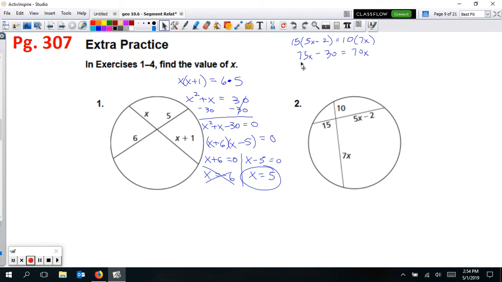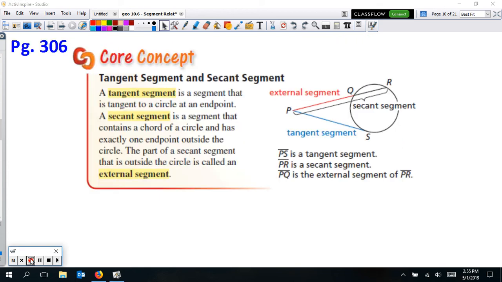So now we can subtract 75x from both sides to get the x's on one side. So I get negative 30 now on this side is equal to negative 5x. And we just divide by negative 5, and that's going to give us negative 30 divided by negative 5 is a positive 6. And so that does work. We can keep that number at 6. It does make everything positive in here for our chords when we actually plug it in. Okay, so that was just talking about the chord segment.